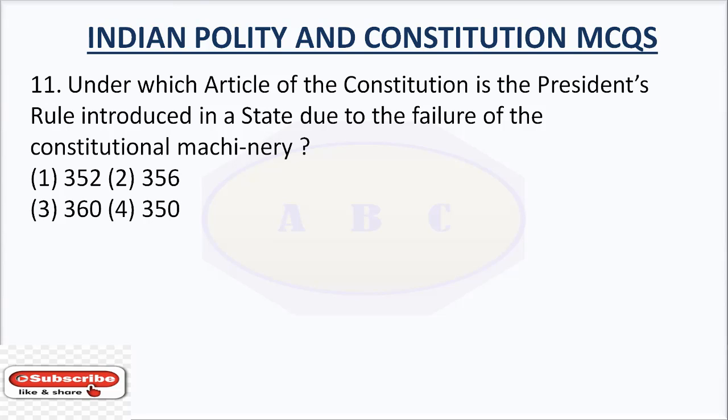Question number 11. Under which Article is President's rule introduced in a state due to the failure of the constitutional machinery? Option number 1, 352, option number 2, 356, option number 3, 360, option number 4, 350. The right answer is Article 356.